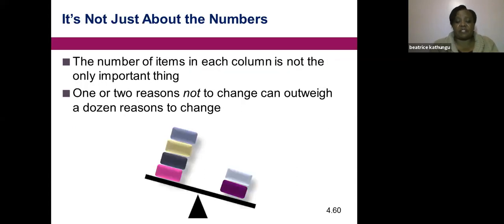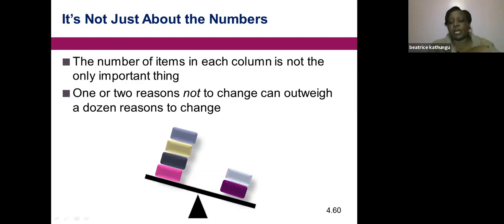Please note, and this is a very important slide, it isn't just about the numbers. Someone may have a long list of benefits of using the substance and a short one of costs, but the implication of those two costs is so high that its weight is much more than the long list. So this is what this slide is saying. The number of items in each column is not the only important thing, because you may have one or two reasons not to change that may outweigh dozens of reasons to change.